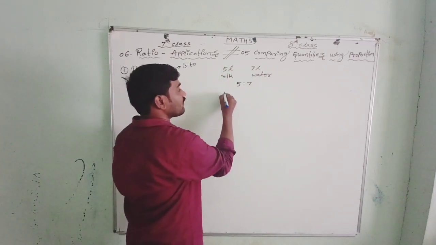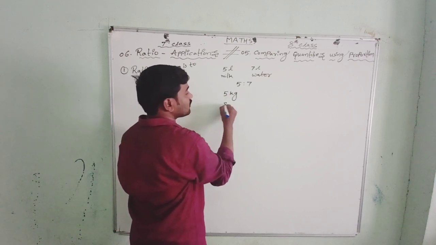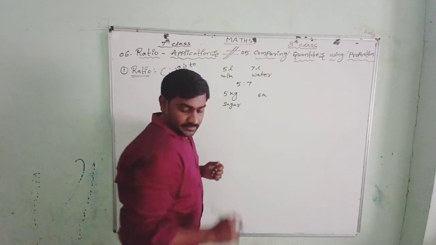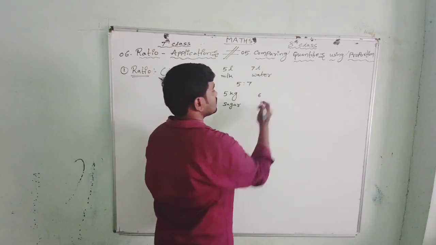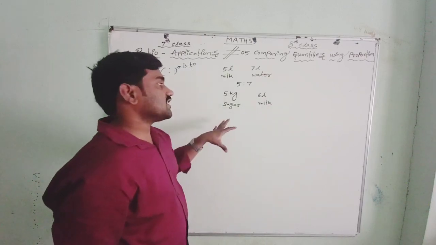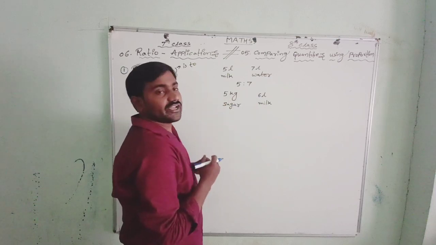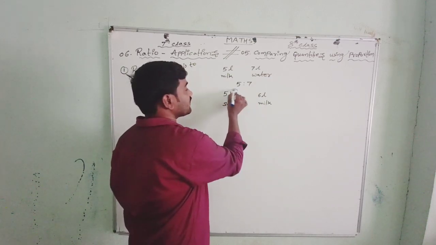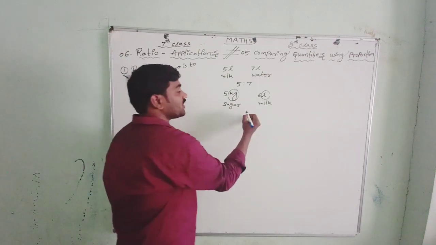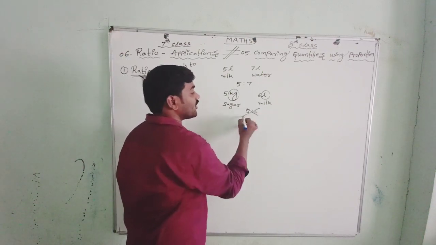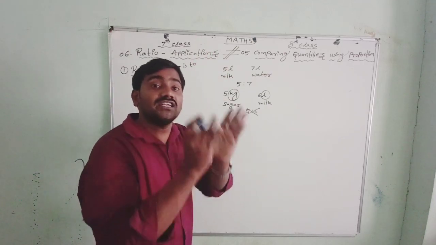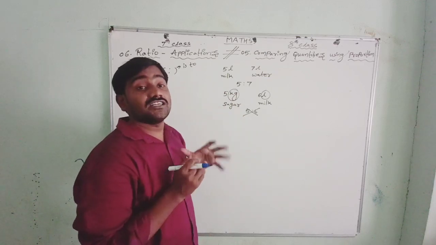Suppose 5 kg of sugar and 6 liters of milk. Now, can you form a ratio? Here we cannot form a ratio because the units are different. You should not write it like 5:6; it will be wrong, because we can only make a ratio when they are in the same units.